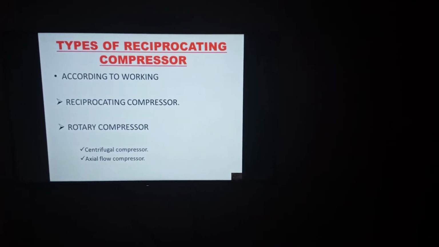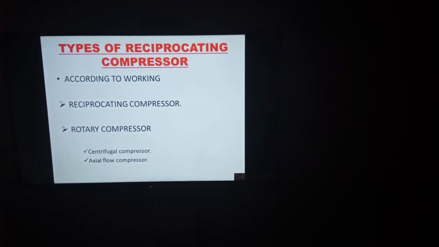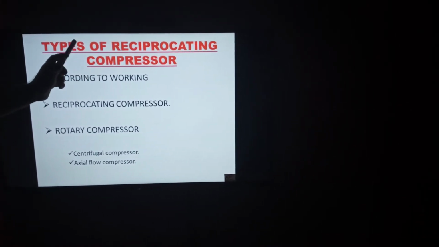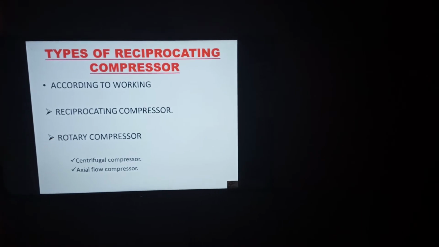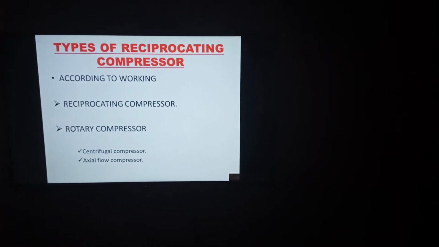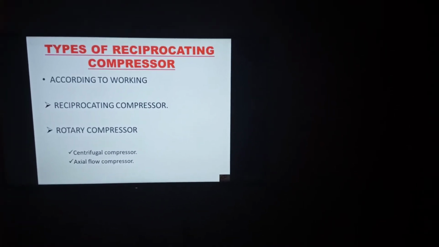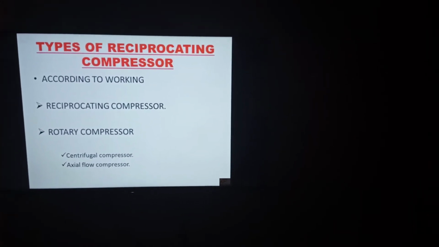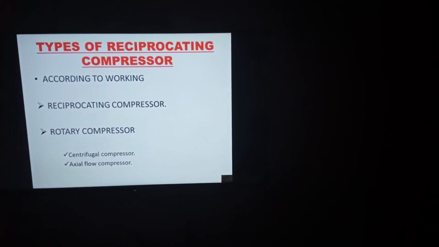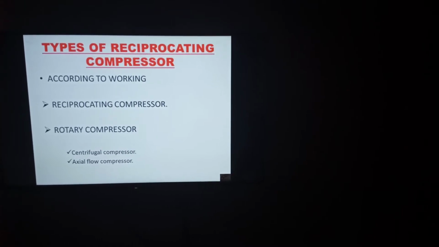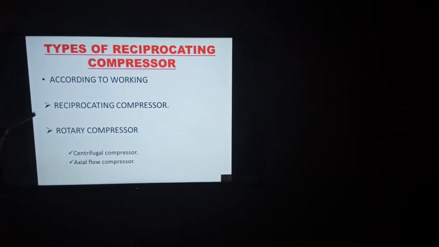Compressors are mainly classified into two types, that is reciprocating compressor and rotary compressor. Sorry, I made a mistake earlier, it is types of compressor. If the compression of air takes place due to the reciprocating action of a component, then we call it a reciprocating compressor. And if the compression takes place due to rotary motion, we call it a rotary compressor. The rotary compressor has two subdivisions: centrifugal compressor and axial flow compressor. These two compressors we will study in upcoming videos. In this video, we are concentrating only on the reciprocating air compressor.